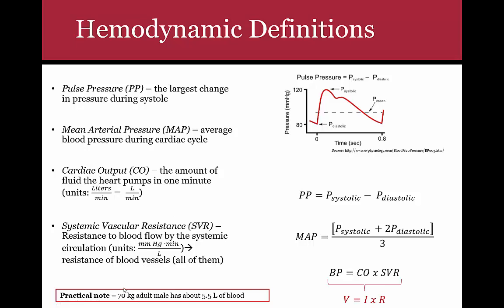All right. Just to give you some context as well, a 70 kilogram adult male has about 5.5 liters of blood in their body. So your heart does a lot of work. If you have 5 liters a minute in flow coming out of your aorta, that means almost the entirety of the blood is pumped out in 1 minute by your heart. So it does quite a bit of work.